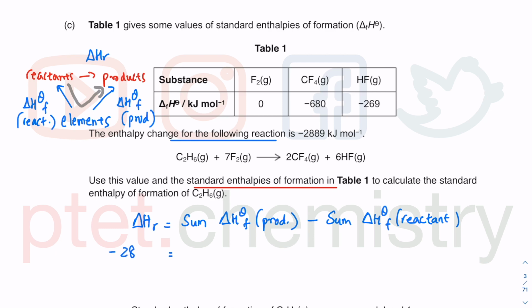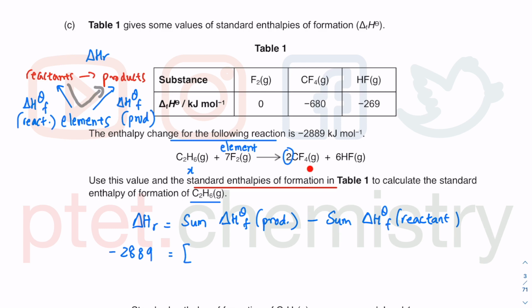So minus 2889 is the enthalpy change of reaction. I want to calculate the enthalpy of formation of C2H6. So the C2H6, the equation is already given here. The enthalpy of formation of an element from its element is going to be 0, hence they give you a 0 there. What do they want me to find? They want me to find the C2H6, so give that as X. I'm forming 2 moles of that.